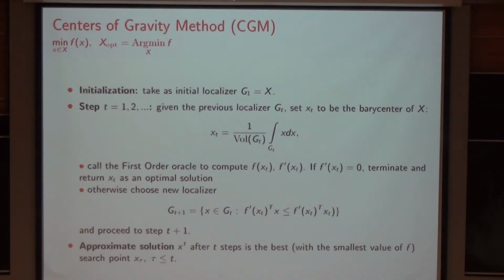That is the search point at which the value of our objective function is best, because we have access to the value of the objective due to the first-order oracle, so we just take the best search point.